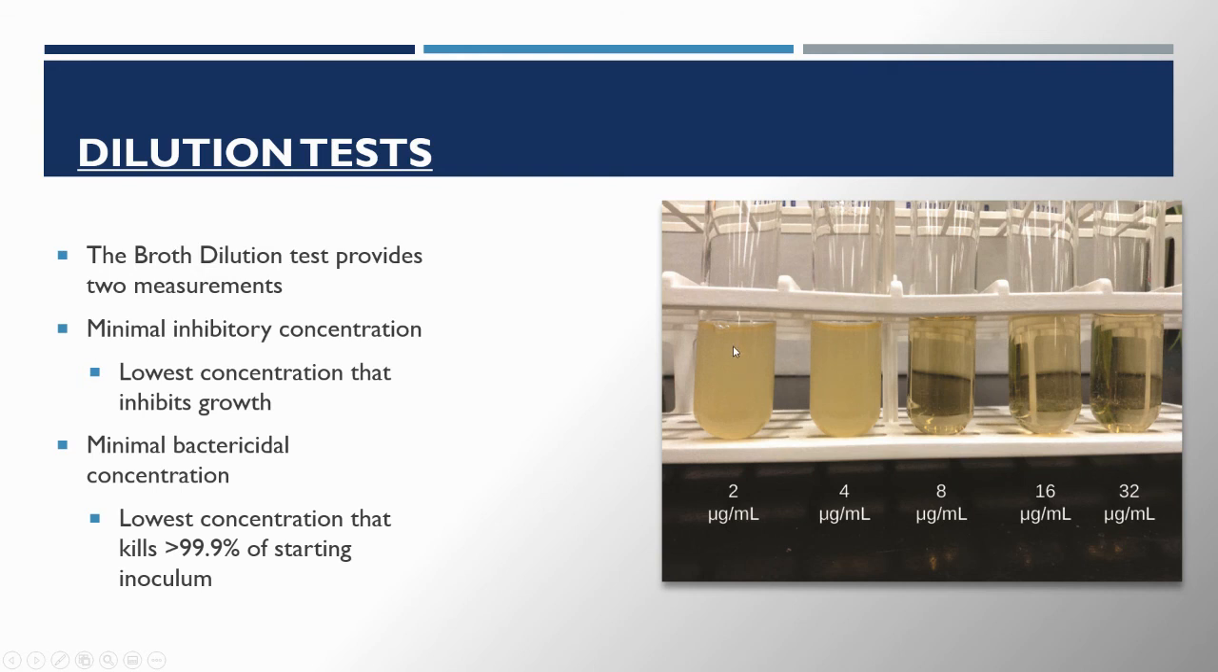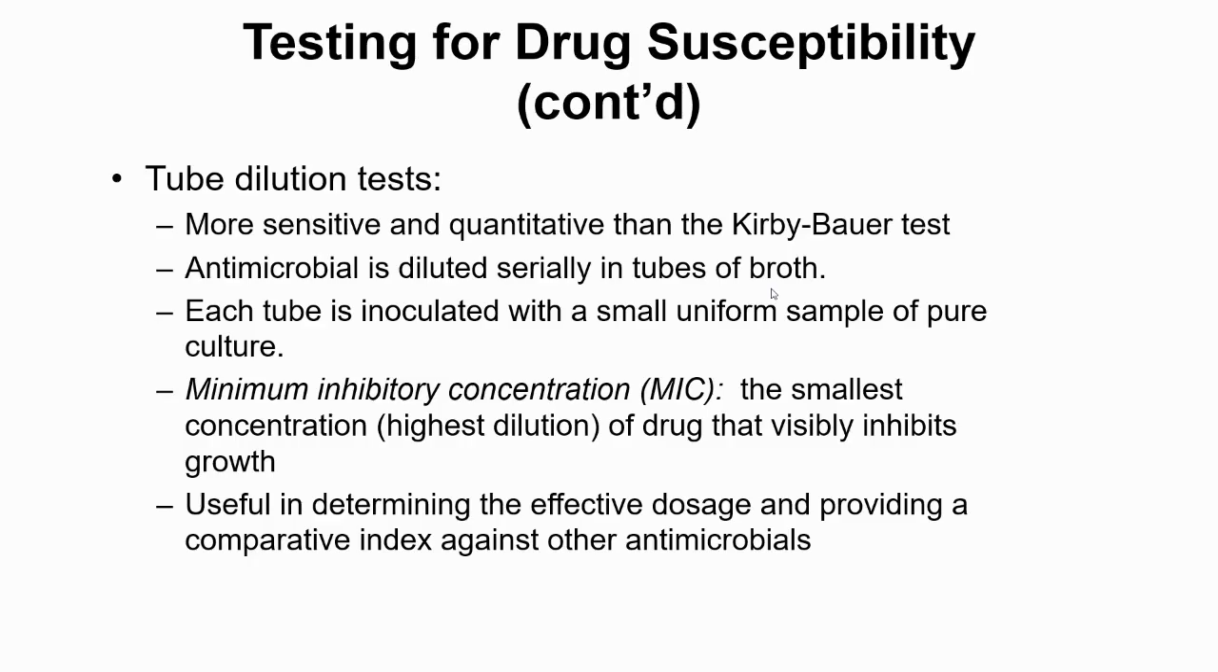So here I have growth, right? My tube's cloudy. So this I know, the 8 micrograms per mL is my minimal inhibitory concentration. I know bacterial growth was inhibited at this concentration because I have no cloudiness. I do not know by looking if it's bactericidal. So I have to do a second step.